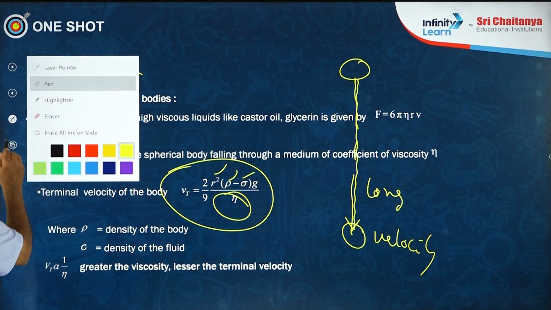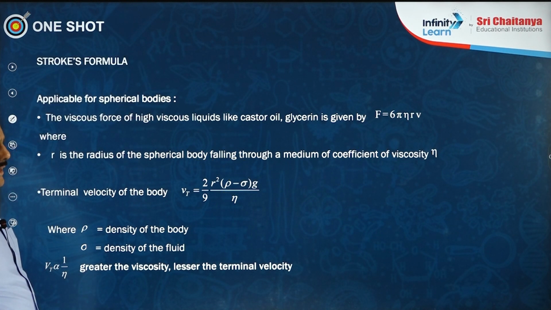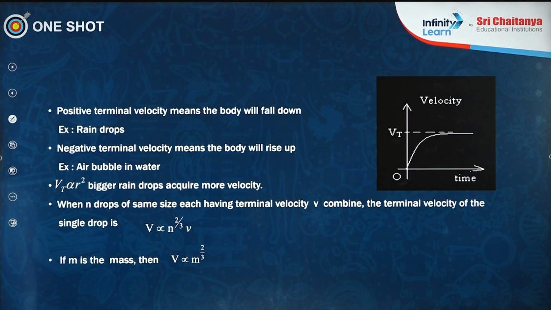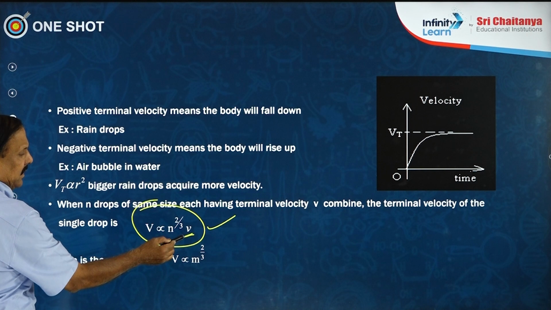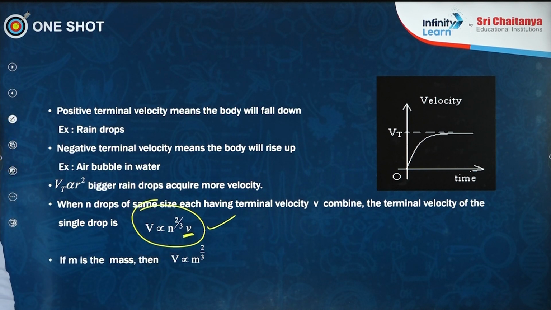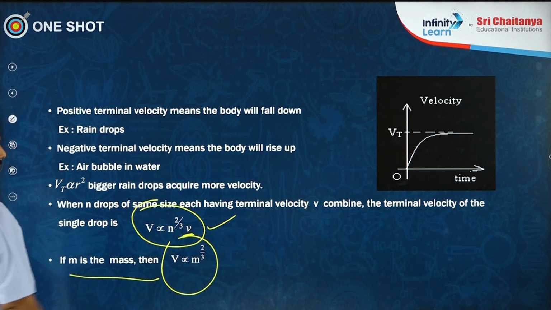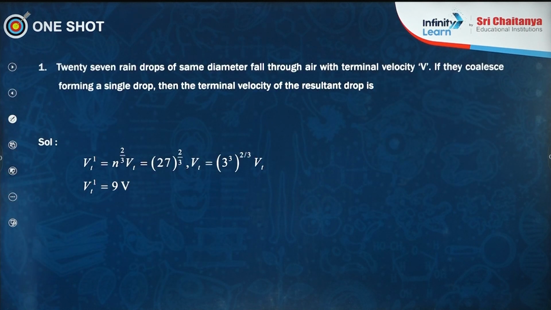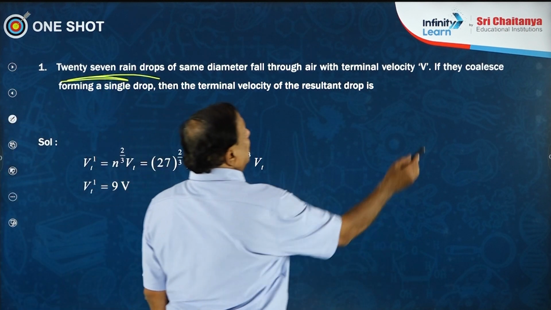This is the terminal velocity of a spherical body falling through a long column of liquid. Based on that, if n droplets combine, this is another important formula, the terminal velocity of the combined drop is this. Here v is the velocity of each drop. Then another formula, in terms of the mass of the drop. Now a simple problem where 27 droplets are combining, each falling with velocity v.